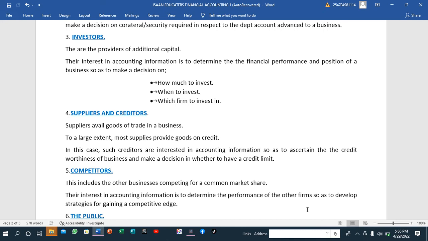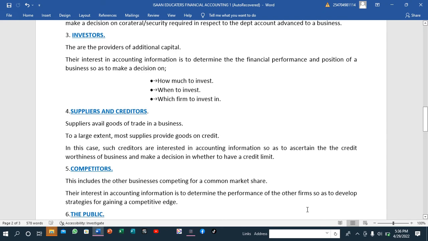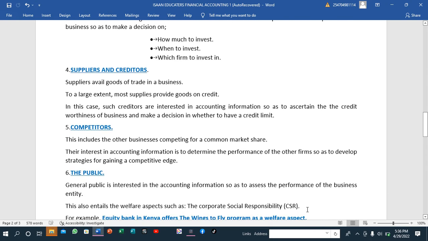So they have to ensure that their creditworthiness is guaranteed. So the next, you have the competitors. Basically, this includes other businesses competing for a common market share. So for instance, very many companies produce bread. So if they are producing bread, it means that these companies are competitors.